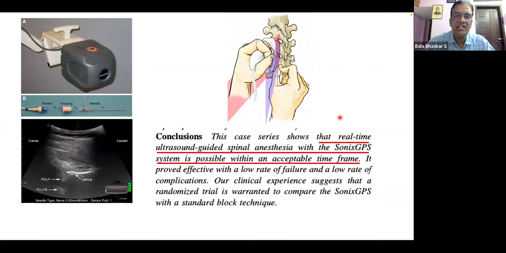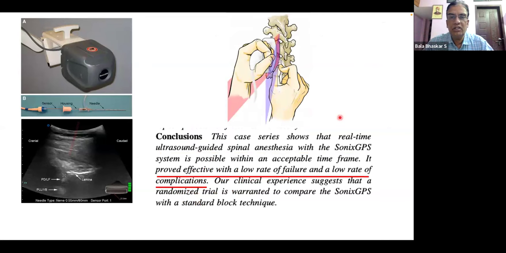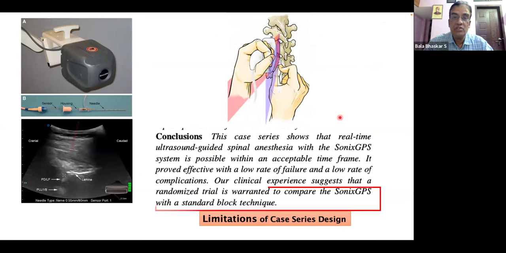So what they concluded was that real-time ultrasound guided spinal anesthesia is possible with the new system and within an acceptable time frame. They also said it proved effective with a lower rate of failure and a lower rate of complications. And they also suggest that our clinical experience suggests that a randomized trial is warranted to compare the new device with a standard block technique. So this conclusion is so beautiful for a case series. They clearly say something new they have found out. They have found that it is feasible to use and it can be used within a short duration of time. There is a low rate of failure and a low rate of complication. And they say in future, we can also have a randomized control trial. So this is the scope of a case series also.